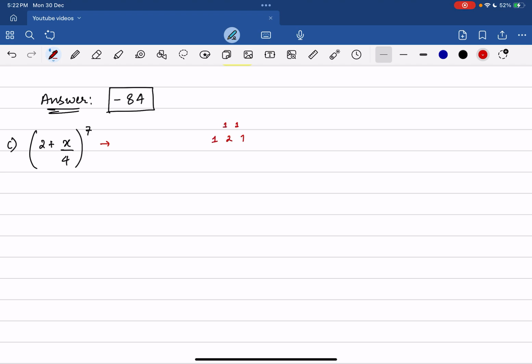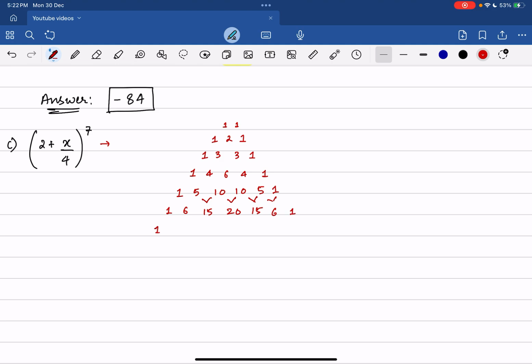This becomes 1, 1. I'm sorry, I'm writing a little smaller so that I can reach 7 easily. Yeah, 1, 5, 10, 10, 5, 1. That's the row of 5. Then you have 6. Then you have 15. That's 20. That's 15 again. That's 6 and ends with 1.